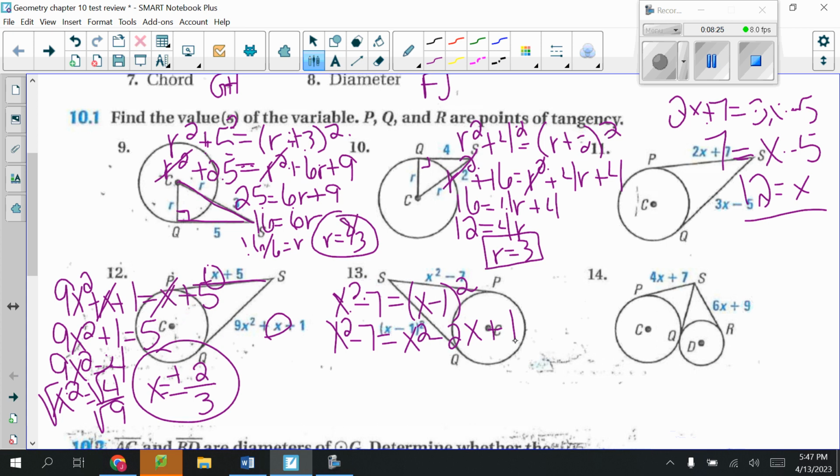Again, on this one, when I move x squared over, it cancels. So now I have negative 7 equals negative 2x plus 1. Move this 1 over, so now I have negative 8 equals negative 2x. And when I divide, I get x is positive 4.